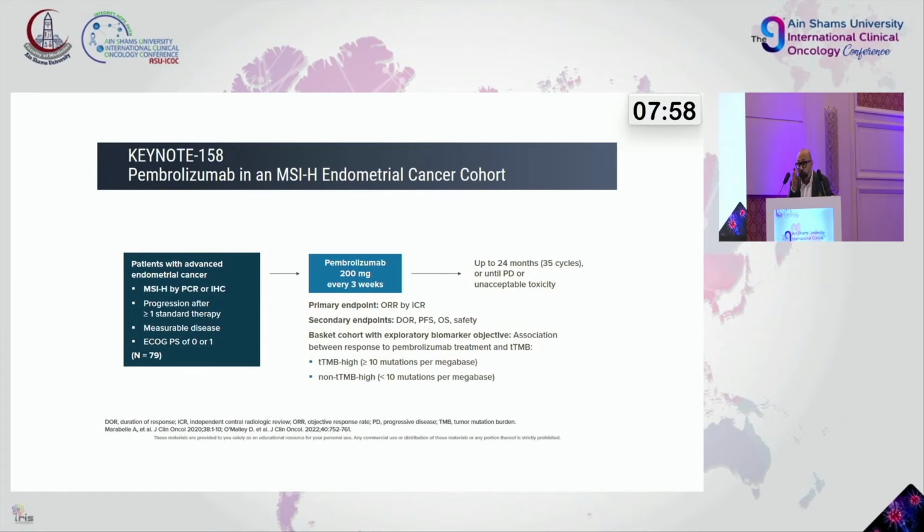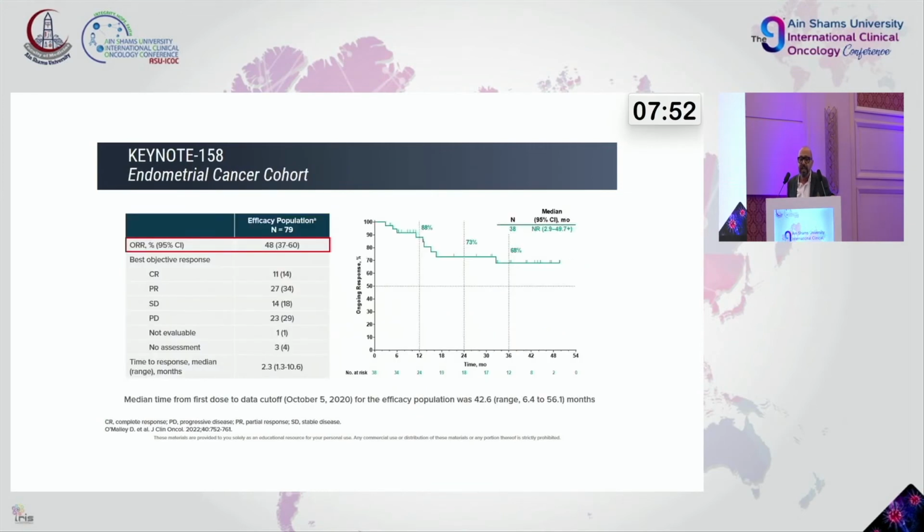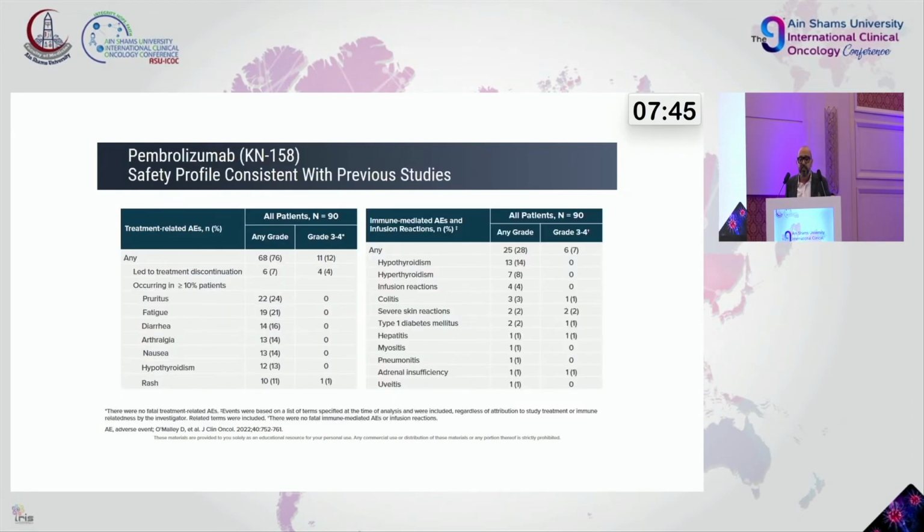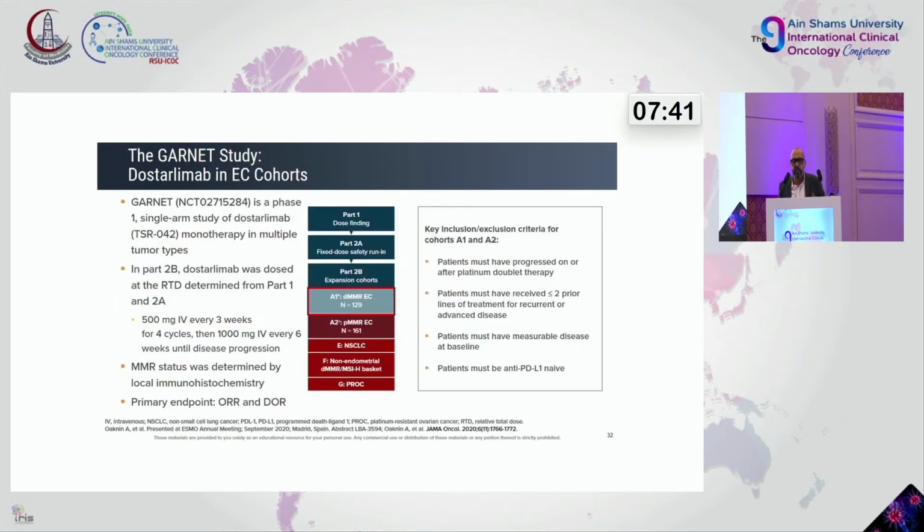Patients received Pembro 200 milligrams every 3 weeks until progressive disease or unacceptable toxicity, for up to 2 years. And we see here a high overall response rate in second line, which was 48%. The safety profile of Pembro in KEYNOTE-158 was consistent with the previous studies.